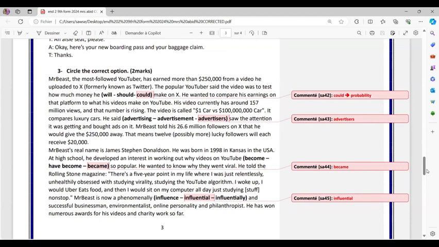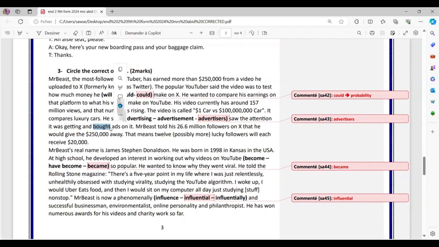The video is called "A Dollar Car versus a $100 million car." It compares luxury cars, he said. Advertising or advertisement or advertisers saw the attention it was getting and bought ads on it. Surely the answer is advertising, because we have already the verb so it must be someone, and bought, which is a past of buy, which is someone, so advertisers.